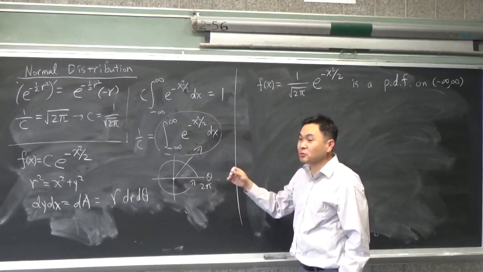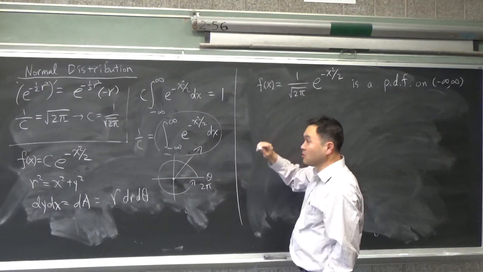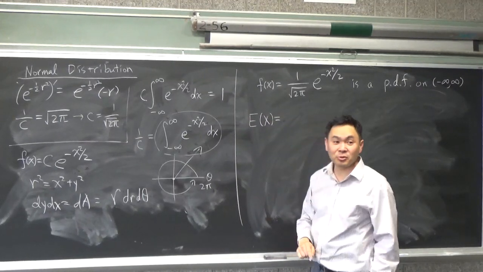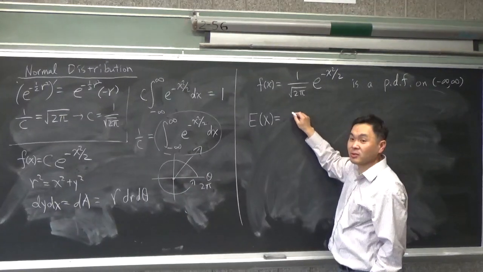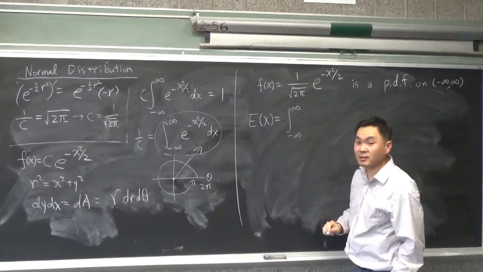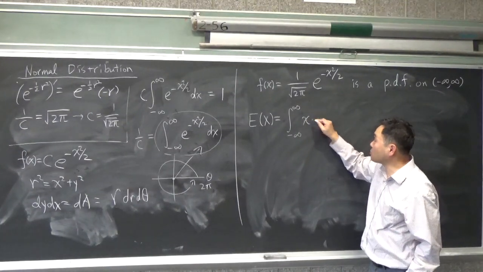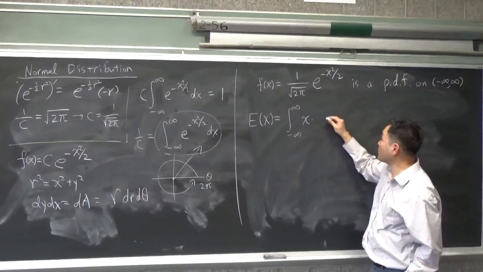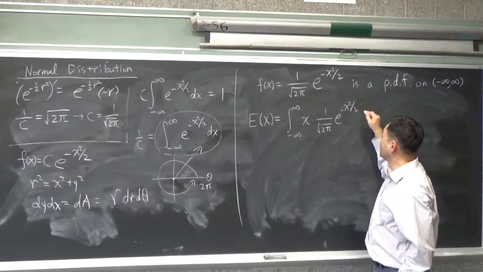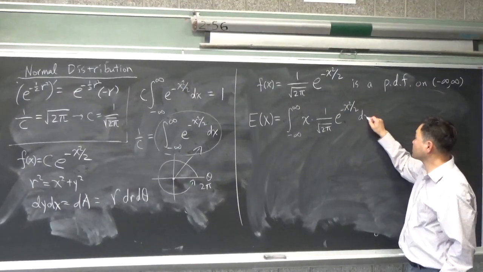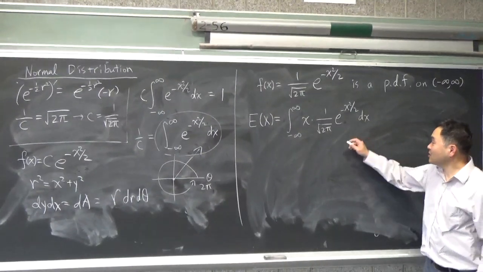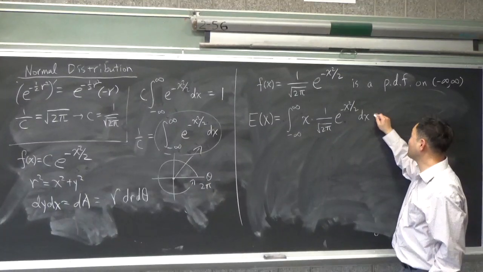Now, let's do the other two things. I want to know the expectation value. How do you do this? You integrate from negative infinity to infinity of what? X times the probability distribution. This is what you have to integrate. Okay. And this one's just simply 0.